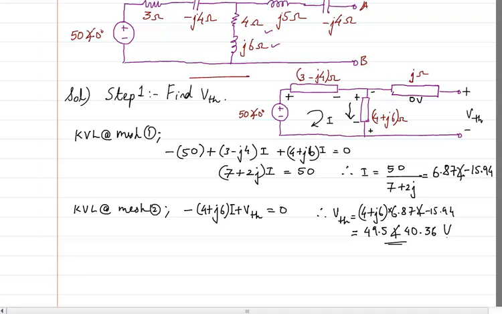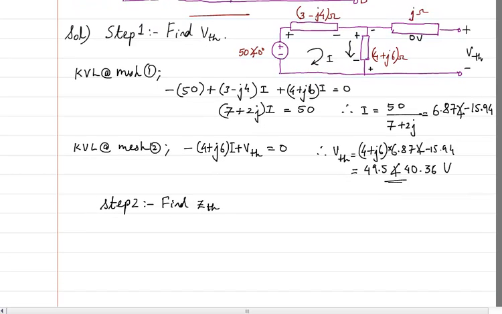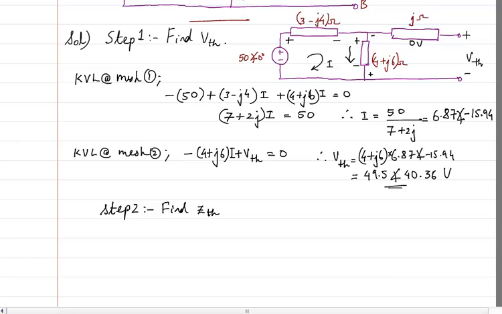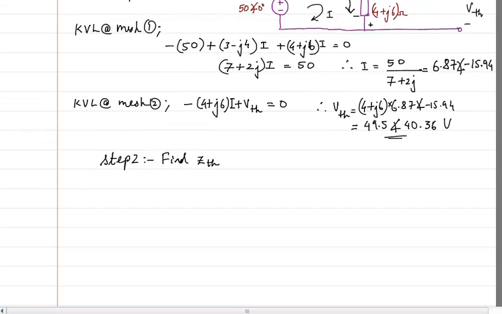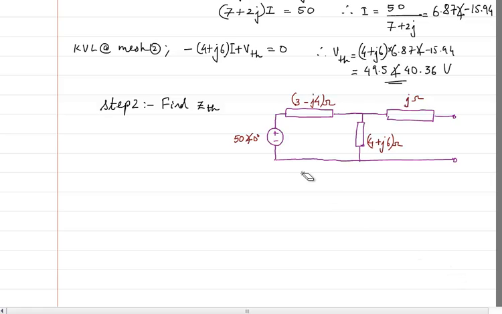And then in the next step, we have to find out step 2. It's going to be find ZTH. Okay, so again we have to draw the same diagram. So let me draw that. So as you can see, I have redrawn this.